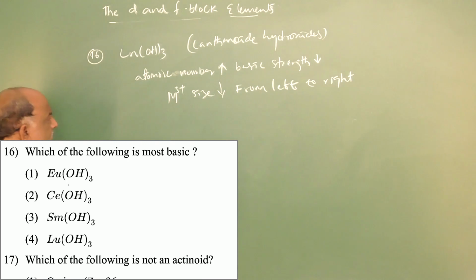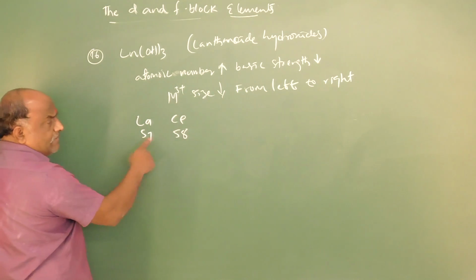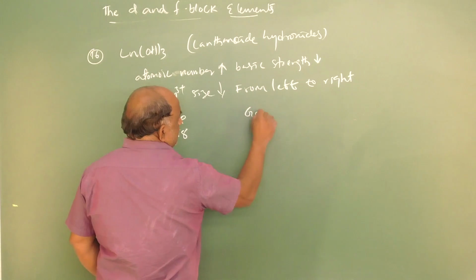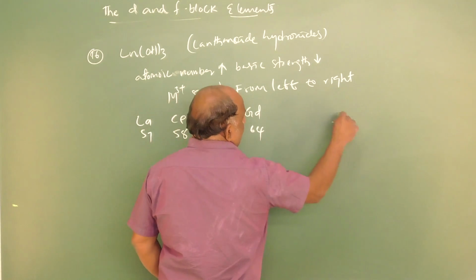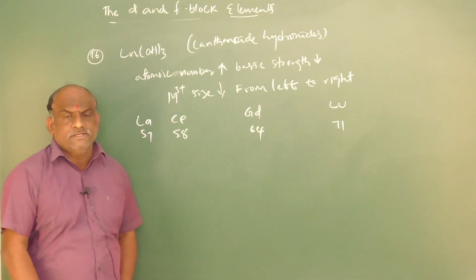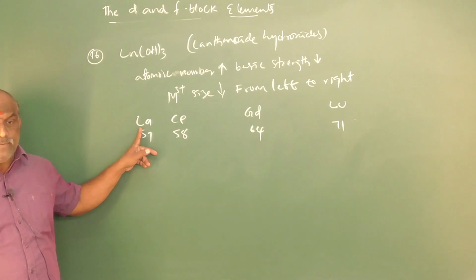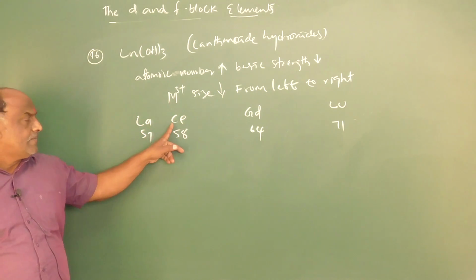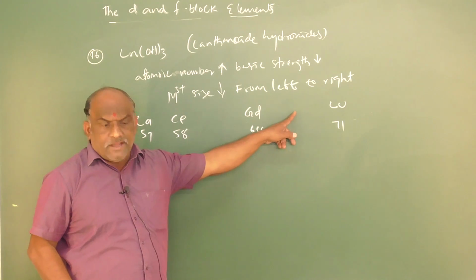Already I gave some information regarding this. Lanthanum 57, cerium 58, 57 plus 7 is 64 gadolinium, 64 plus 7 is 71 lutetium. So this will be the general order. Lanthanum is the first element, a strong base. Next cerium, next gadolinium in the middle, and lutetium last.